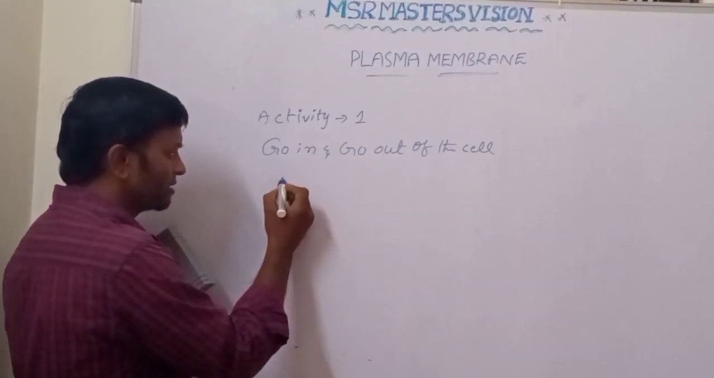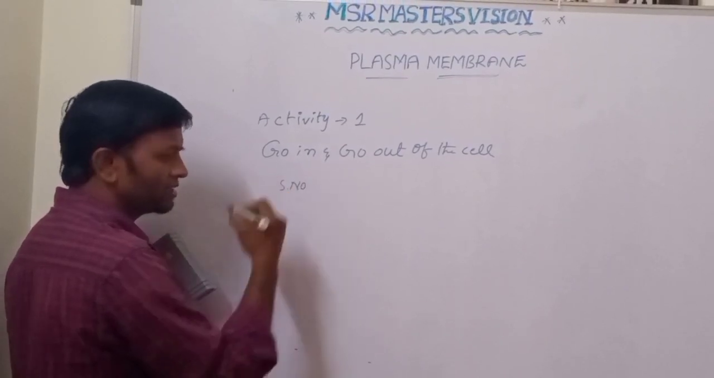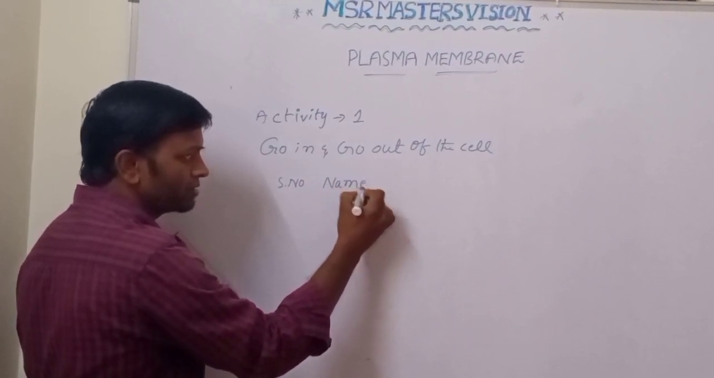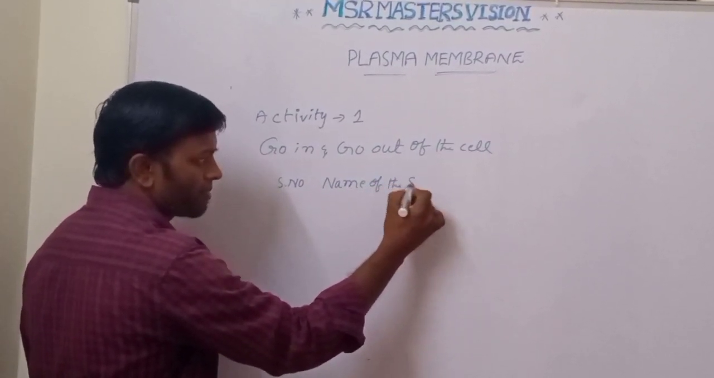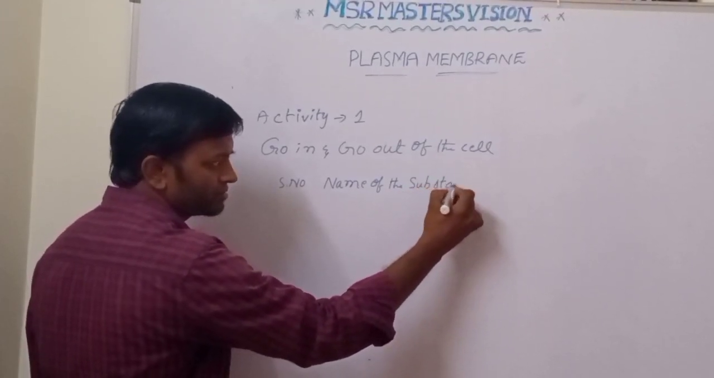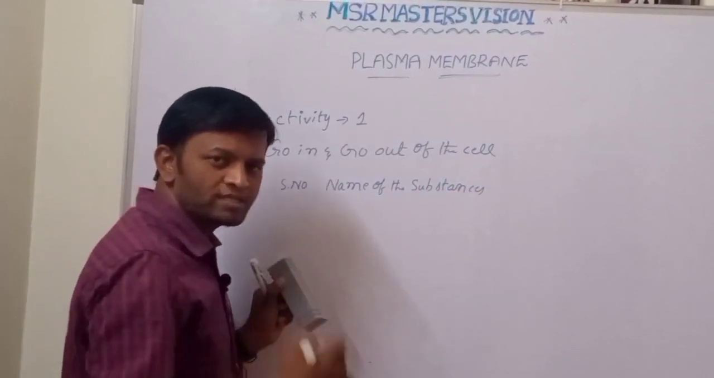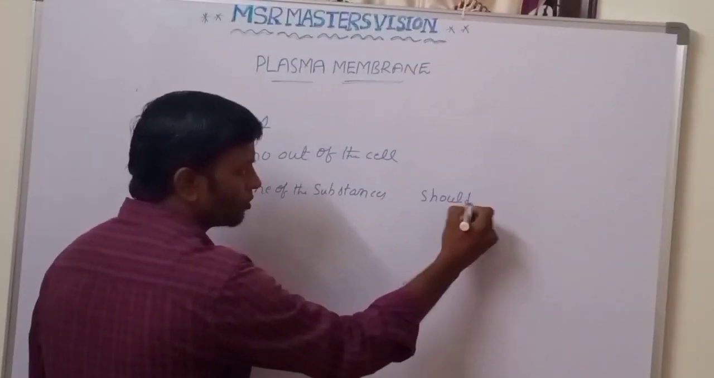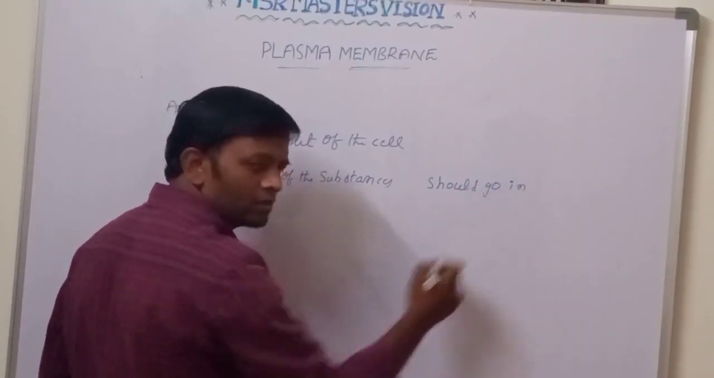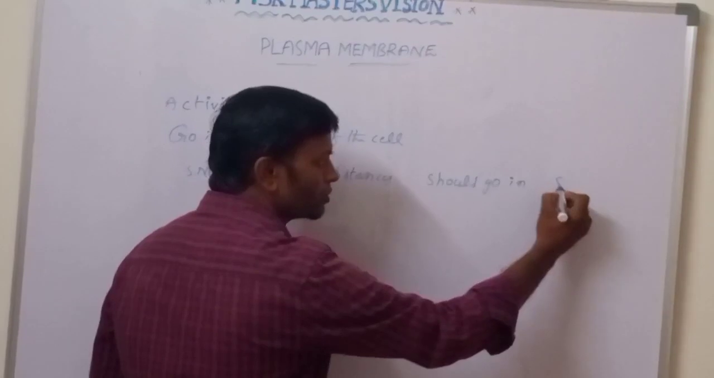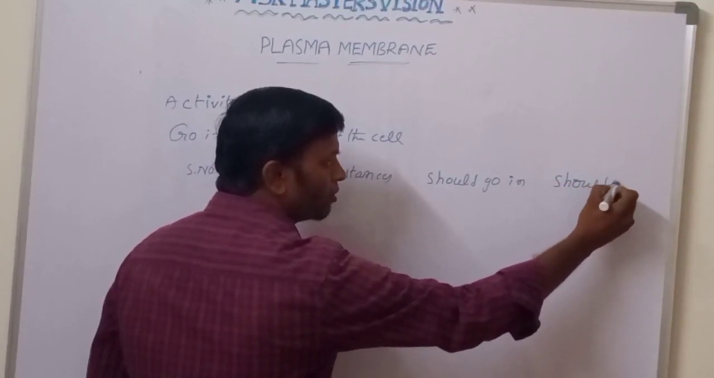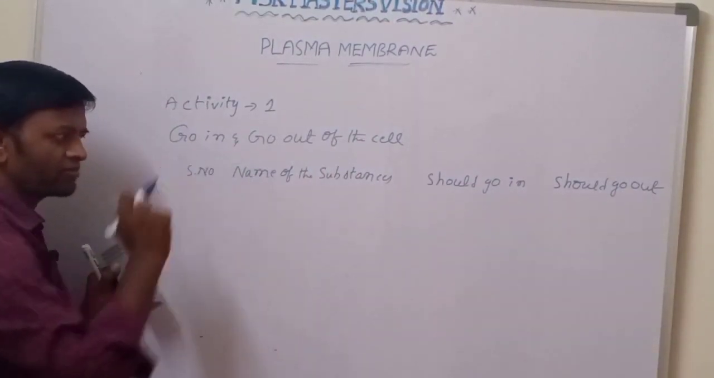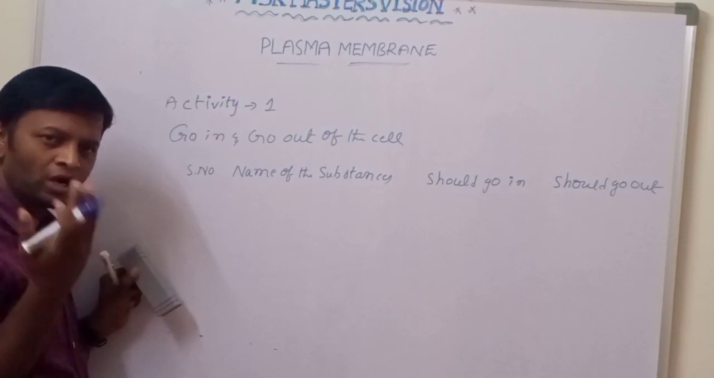First we'll take serial number, name of the substances, then which substances should go into the cell, and which substances should go out. So: serial number, name of the substances, should go into the cell, and should go out of the cell.